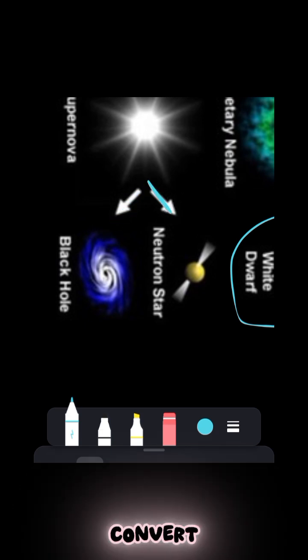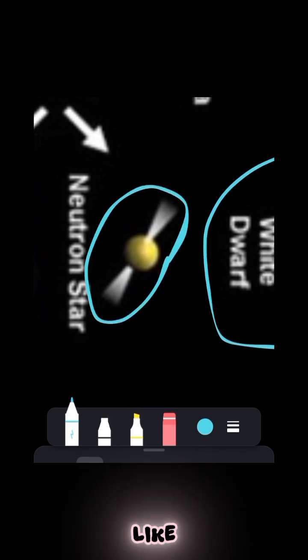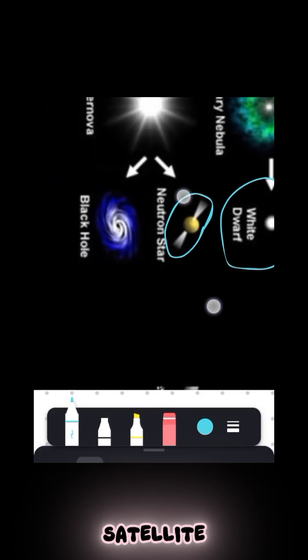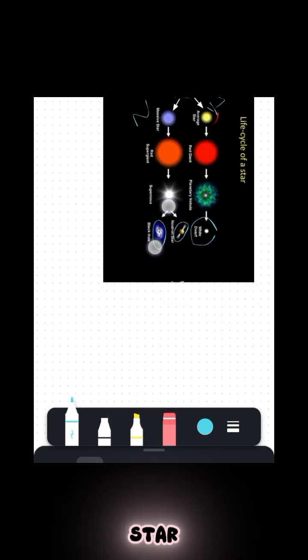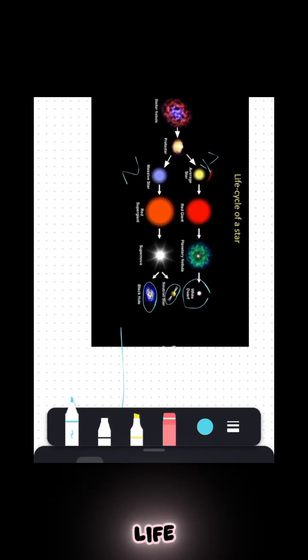This is a neutron star, which looks like a satellite. And after this it can be converted into a black hole. So this was the complete life cycle of a star, how a star becomes and how the star ends its life.